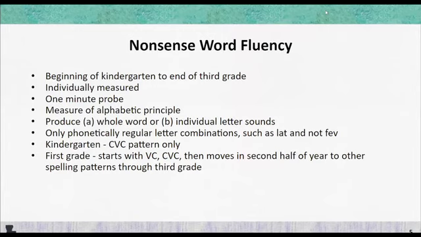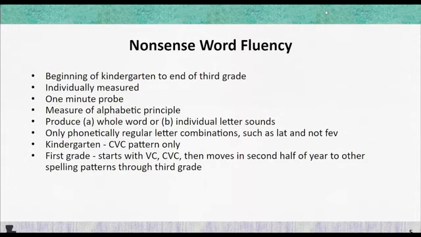We will now learn about nonsense word fluency. Nonsense word fluency is a standardized, individually administered measure of the alphabetic principle. It is seen as a pure measure of the alphabetic principle because vocabulary and sight word knowledge cannot play a role in recognizing nonsense words. It is administered to students in the beginning of kindergarten through the end of third grade. Nonsense word fluency assesses students' ability to decode words based on the alphabetic principle.